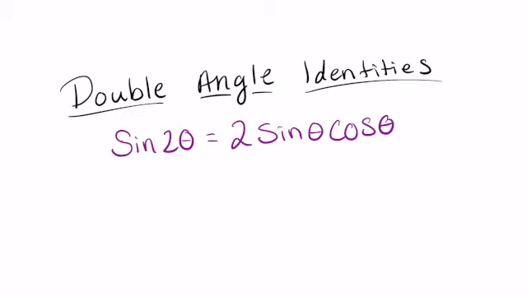Again, there's a lot of different reasons we might be using this, but this is going to be just the examples of how to use it, how to apply it, and why it is useful. So again, we're just going to look at the double angle of sine here, and be sure to check out the other videos for cosine and tangent.